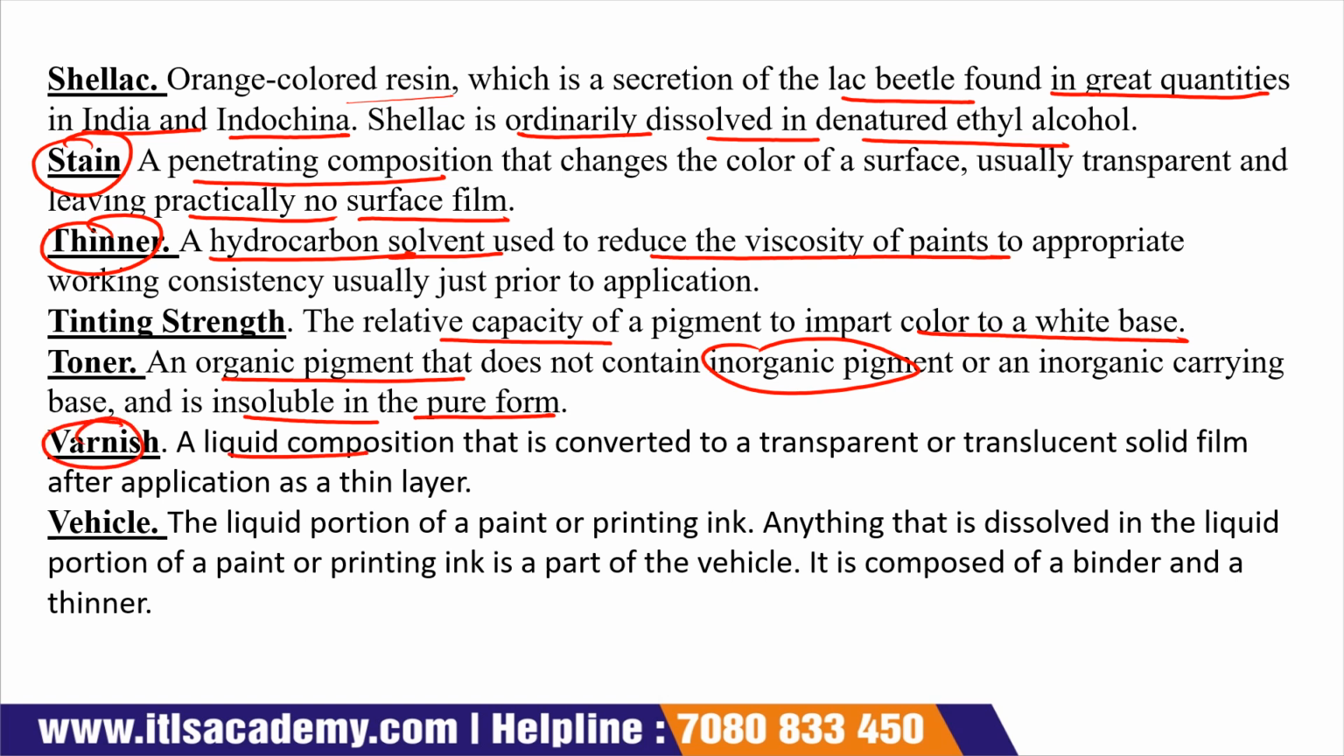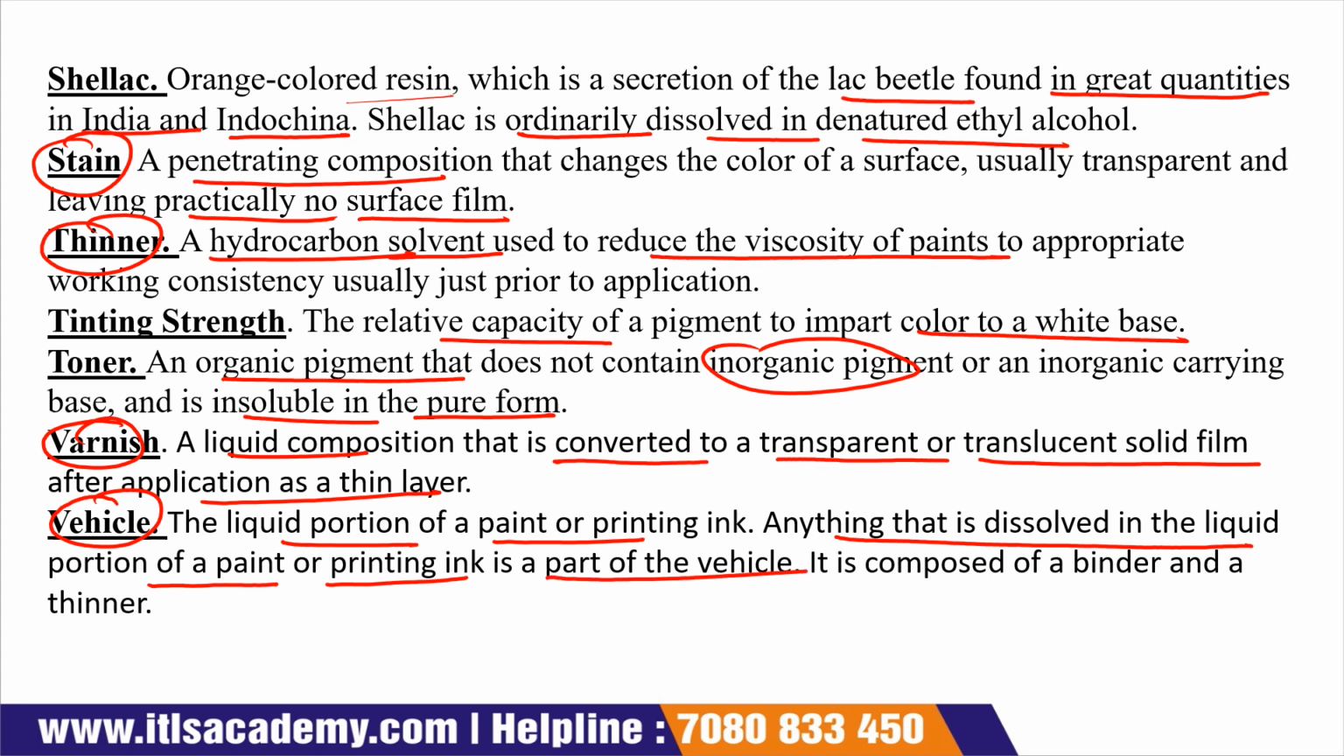Varnish: a liquid composition which is converted into a transparent or translucent solid film after the application as a thin layer. Vehicle: the liquid portion of the paint or printing ink; anything that is dissolved in the liquid portion of a paint or printing ink is a part of the vehicle. It is composed of binder and thinner. So this is all about the definitions which are used in this experiment.